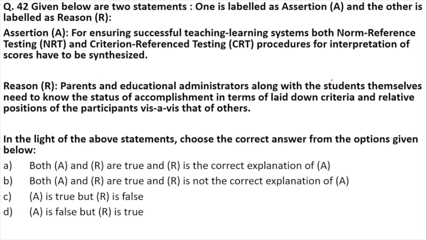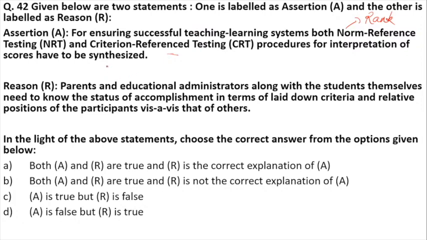Assertion and reason question. Assertion says, for ensuring successful teaching learning system, both norm reference test and criteria reference test procedures for interpretation of scores have to be synthesized. Okay. So if you want a successful teaching learning system, both norm reference test and criteria reference test are needed. Usually norm reference test is to take ranks and percentiles, while criteria reference test is to see the standard of learning.